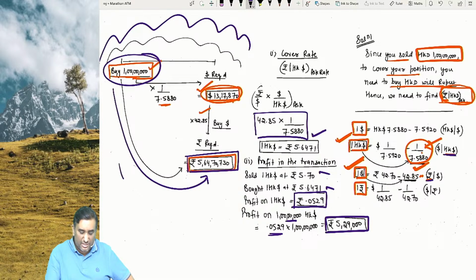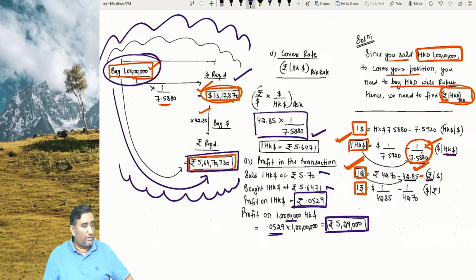This diagrammatical presentation was just a logical understanding that when I went to the market to buy HKD, he said you need these many dollars. And then since I do not have the dollars, I went to the market to buy these many dollars. They said you need these many.